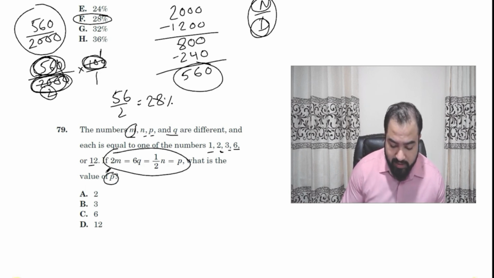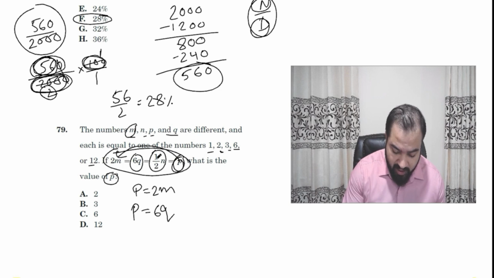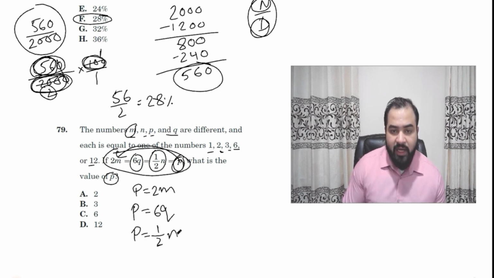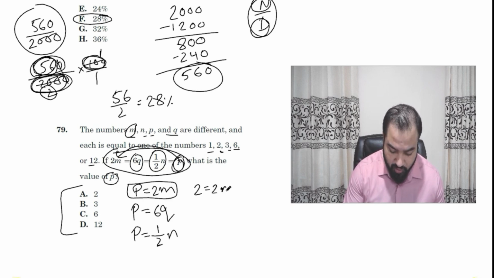So we can write it like this. We know that p is equal to 2m because they're all equal. That's what they said. Then p is also equal to 6q, and p is also equal to half of n. Now we can do trial and error, checking these options. Let's pick 2 as the first option. If p is 2, what happens to the first equation? 2 is equal to 2m, and to solve for m we divide both sides by 2. So m is just 1.